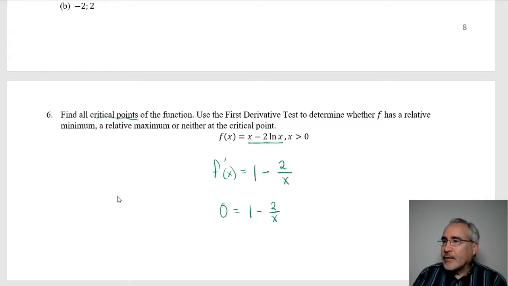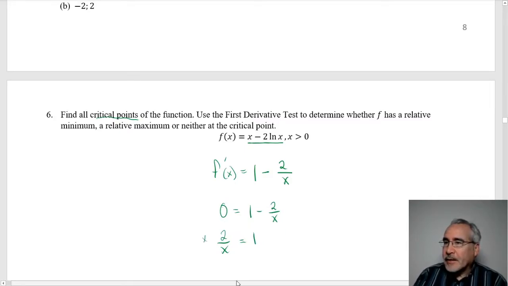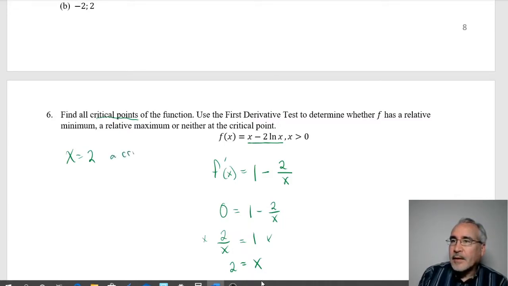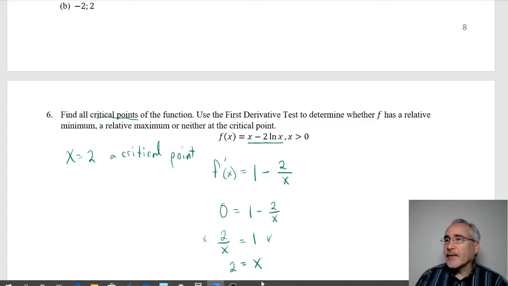So I'm going to add 2 over x to both sides. Multiply both sides by x. And that gives us 2 equals 1x, or x equals 2, right? So 2 is a critical point because it's the place where the first derivative equals 0. And the way we've gone about solving it, it's the only place.